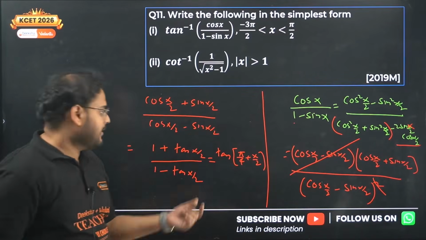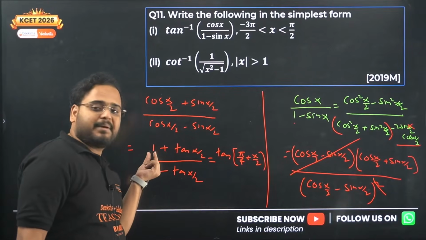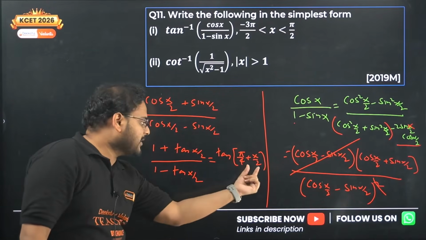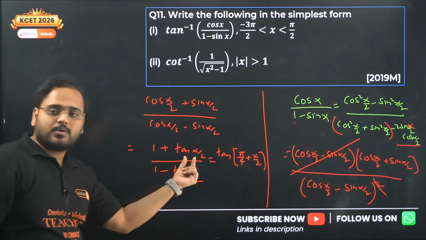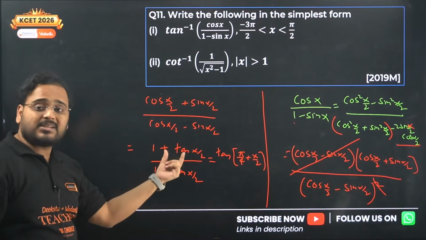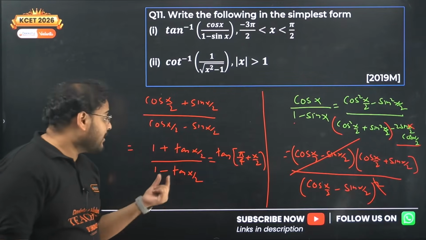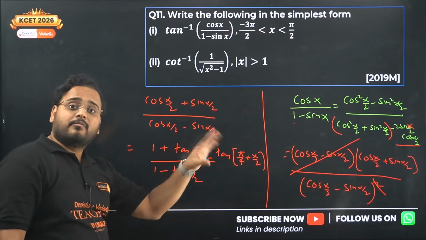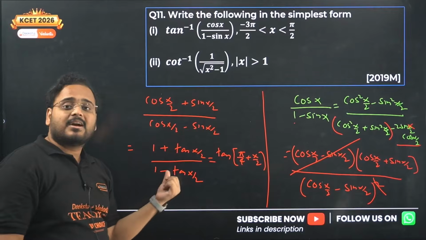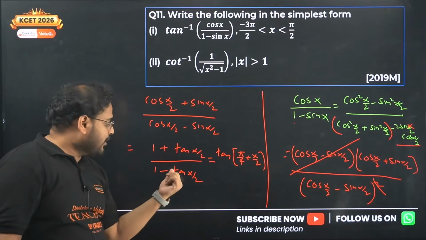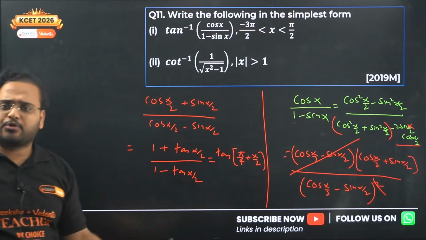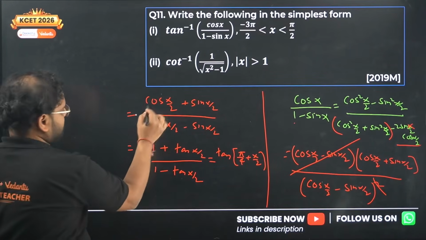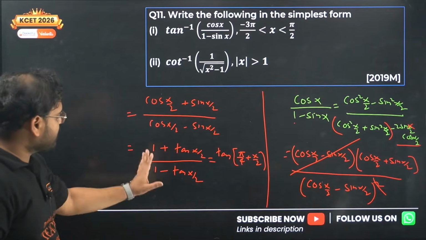How come, sir? Tan of (a + b). Here a is pi by 4, and tan pi by 4 is 1. So we get 1 plus tan x by 2 in the numerator, and in the denominator, 1 minus tan pi by 4, which is 1, into tan of x by 2. So this is the formula. You should know all these formulas, but still I'm giving you an explanation. Got it?